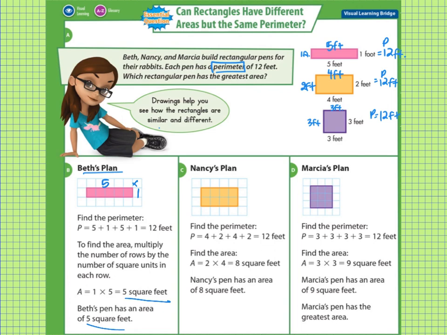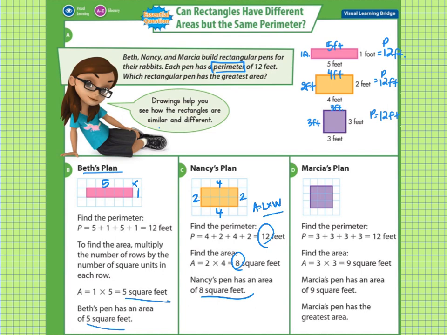So let's take a look at Nancy's plan. So Nancy, we know here, her perimeter, we've got 2 feet, 4 feet, this is also 4 feet, and this is 2 feet. So if we add all of that up, we get 12 feet. So her perimeter is also 12 feet. Let's find the area. So remember, we find the area by length. Area is length times width. So if we multiply 2 times 4, we get 8 square feet. So Nancy's pen has an area of 8 square feet.